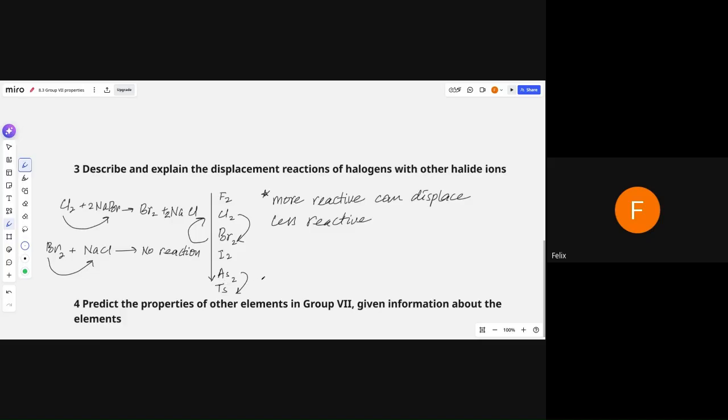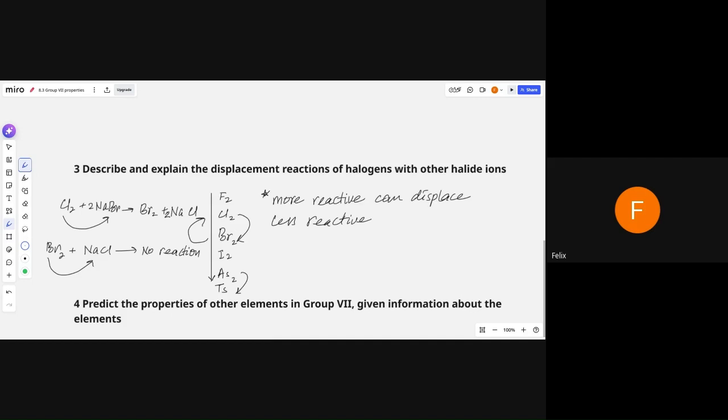So that is the least reactive element among the halogens, group 7, and it will be displaced by all the halogens, and it will not be able to displace a single halogen, right? This is how you have to develop your understanding.